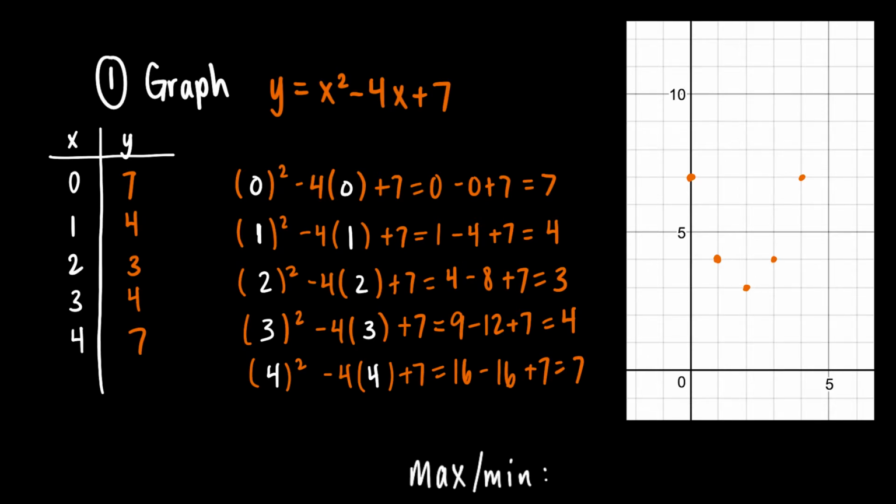I'm going to do one more point here just to give you a little bit more of a feel for what this parabola looks like. So let's try 5 here for x. So we'll do 5 squared minus 4 times 5 plus 7. 5 squared is 25 minus 4 times 5 is 20 plus 7. So that's going to be 5 plus 7 is 12. So the output there is 12. Okay, so let's go ahead and graph that. When x is 5, y is 12. Wow, that's way up there.